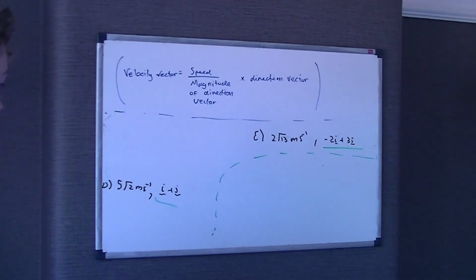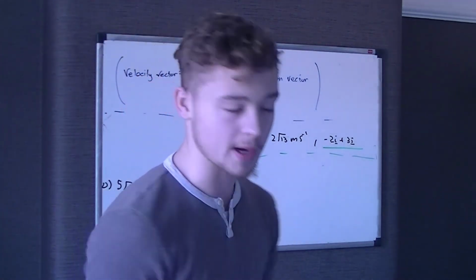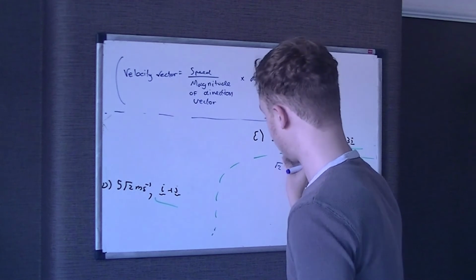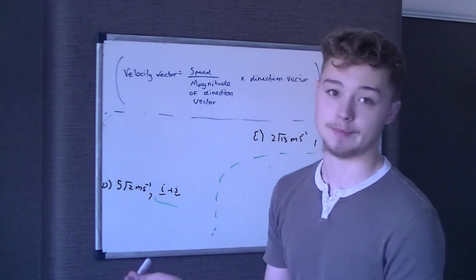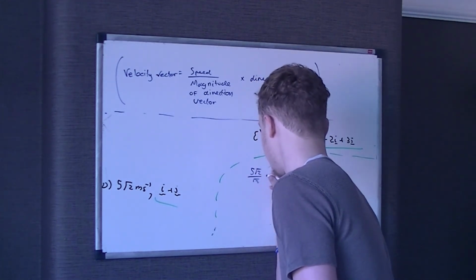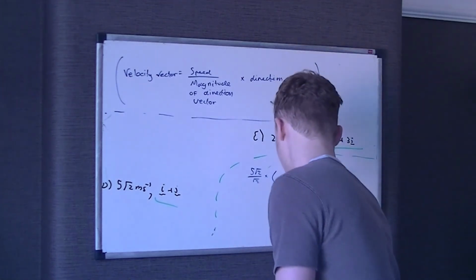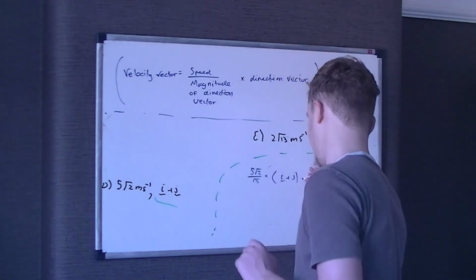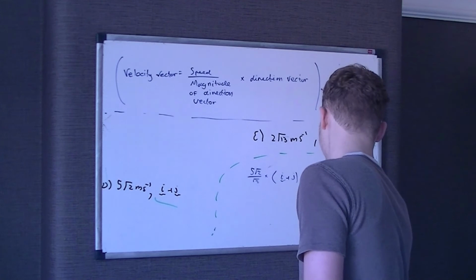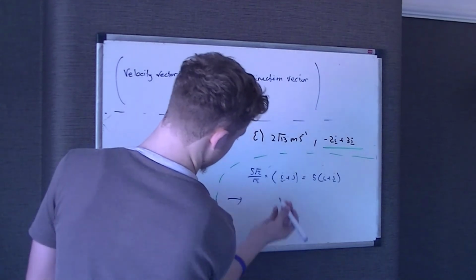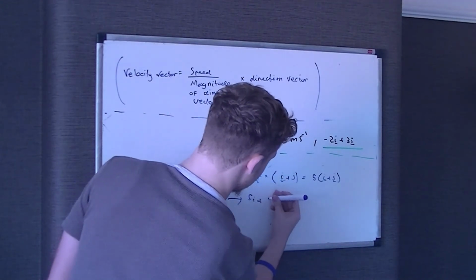Okay, the next one, 5 root 2, in the direction of i plus j. So therefore the magnitude of the direction vector is 1 squared plus 1 squared, and square root that, which is just root 2. Don't really need the working out because it's nice and simple. So it's 5 root 2 over root 2 times the direction vector of i plus j. So the root 2s cancel out, so it's just 5 times i plus j. Remember to keep the little dashes underneath.